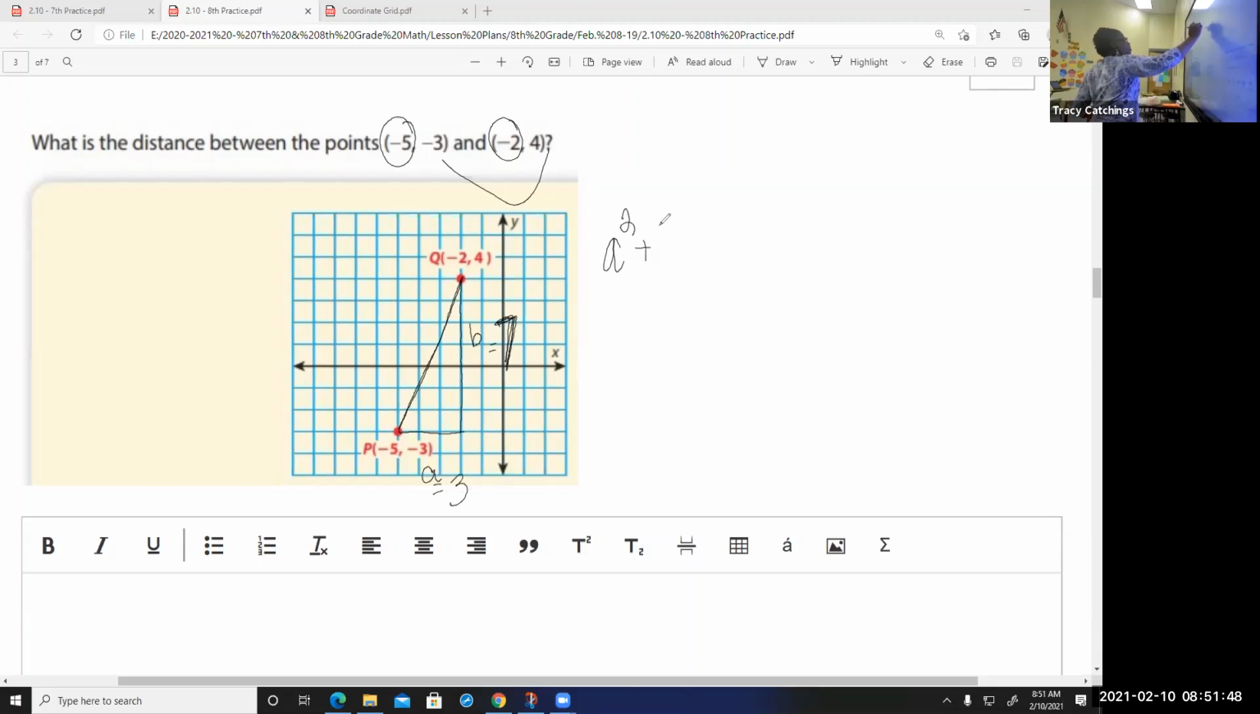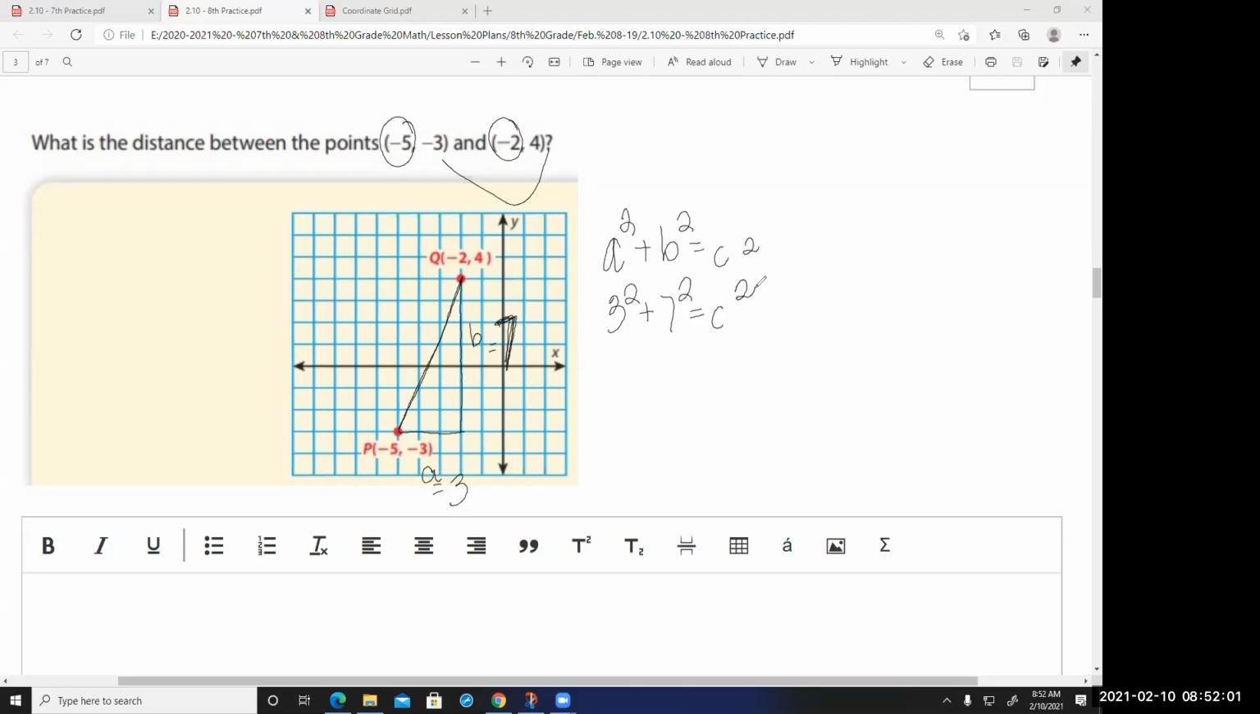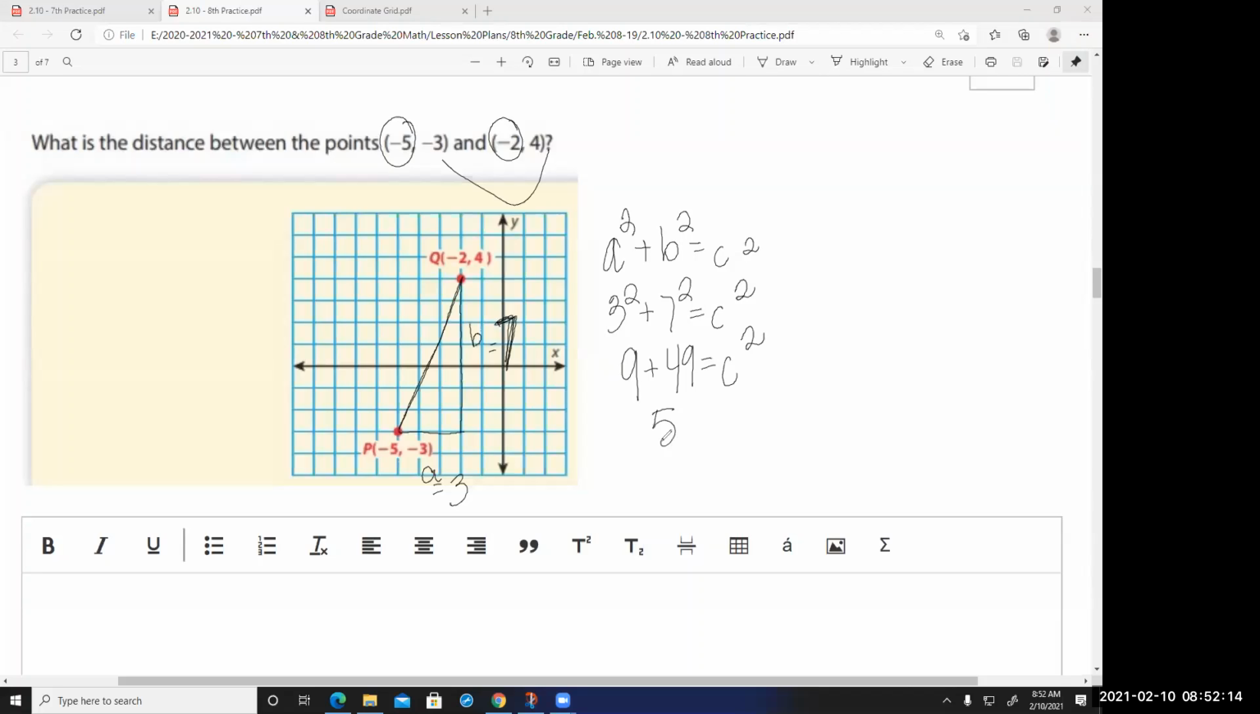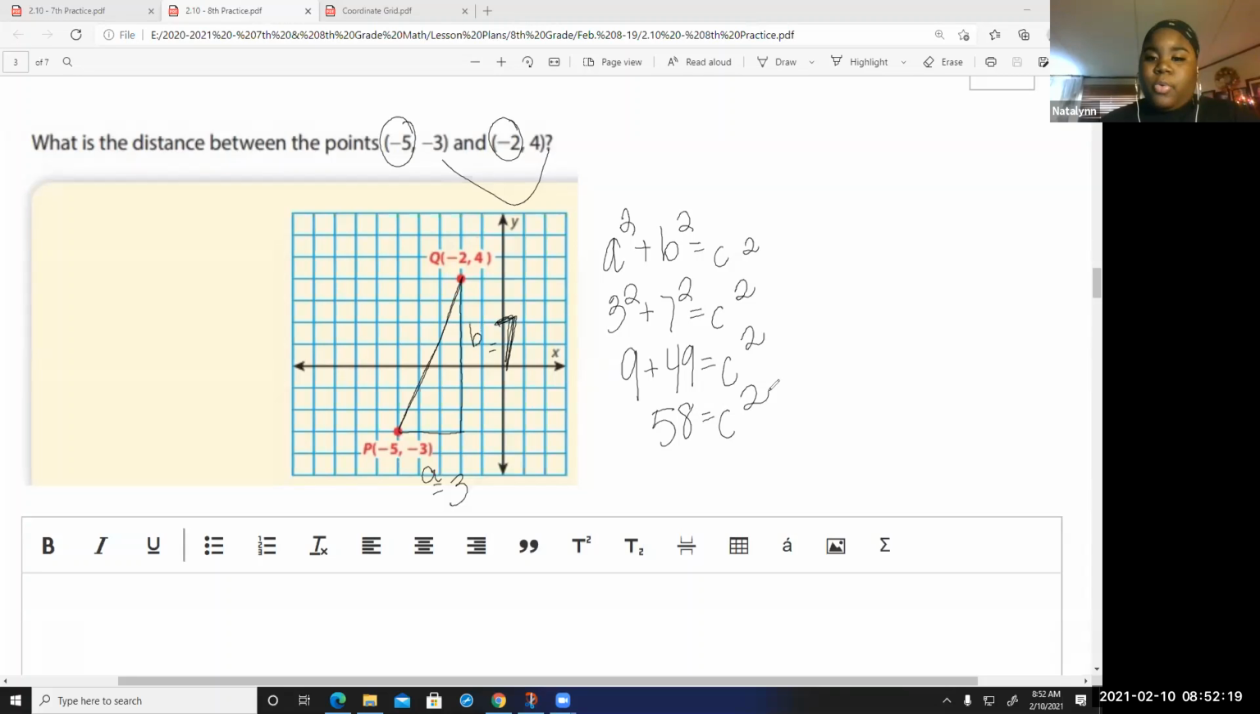All right, so now we have our A squared and our B squared. So 3 squared plus 7 squared. 9 plus 49. All right, go ahead and add it together. 58. All right, so now what do we need to do? Square root. All right, go ahead and square root it. I think that was you, Natalie.